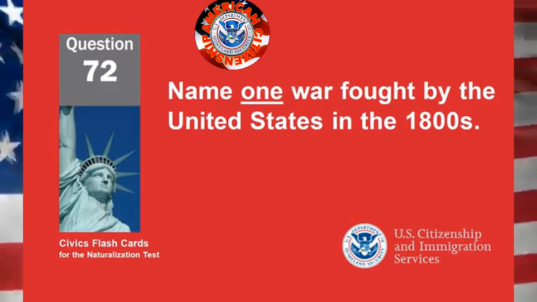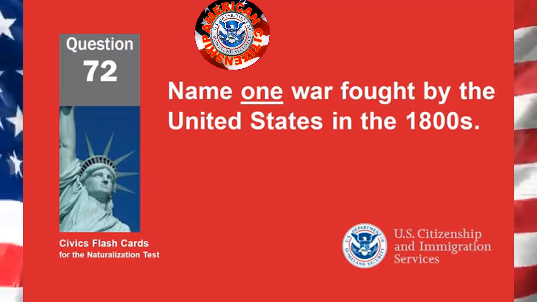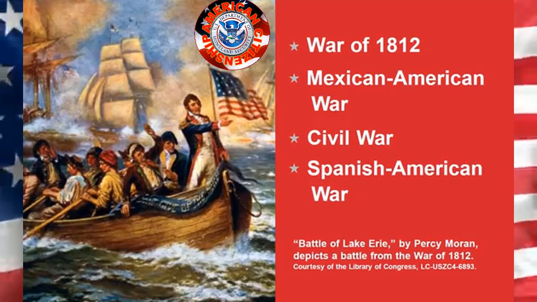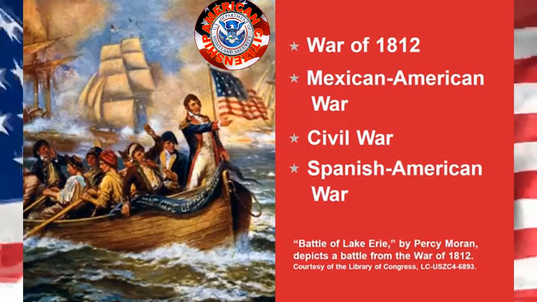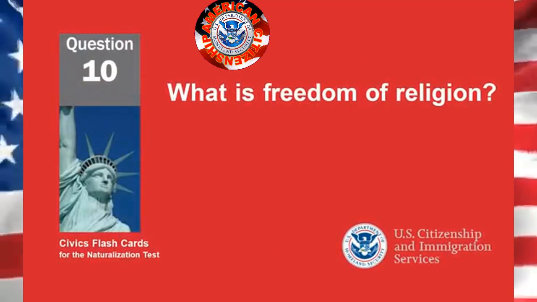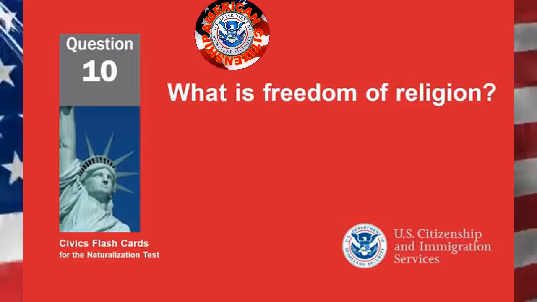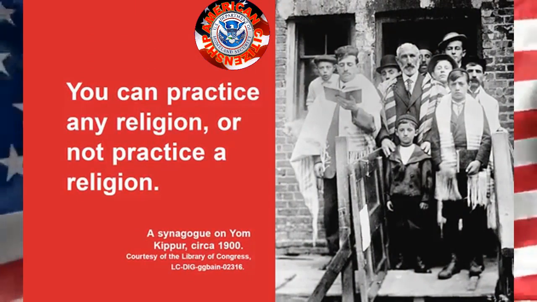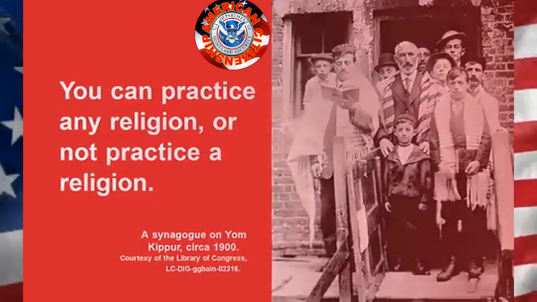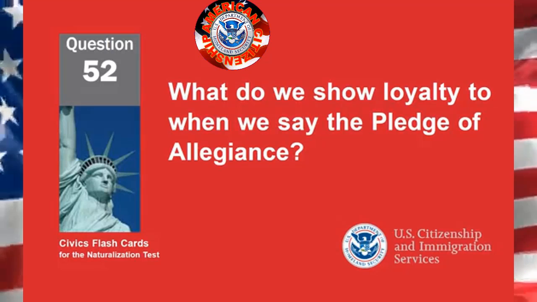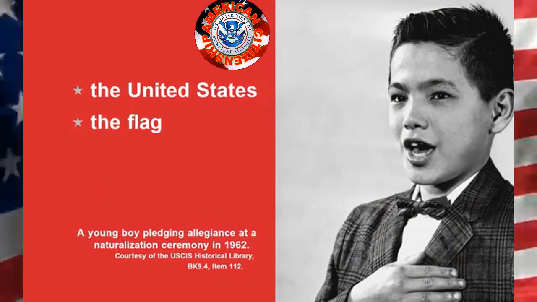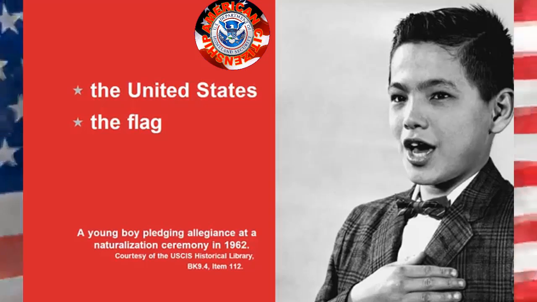Name one war fought by the United States in the 1800s. War of 1812, Mexican-American War, Civil War, Spanish-American War. What is freedom of religion? You can practice any religion or not practice a religion. What do we show loyalty to when we say the Pledge of Allegiance? The United States, the flag.